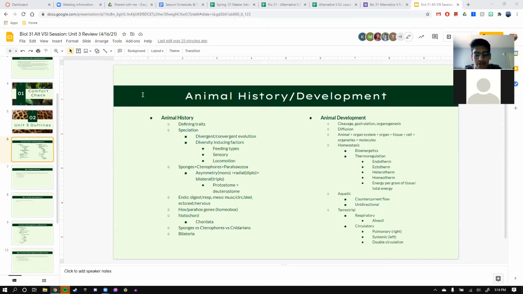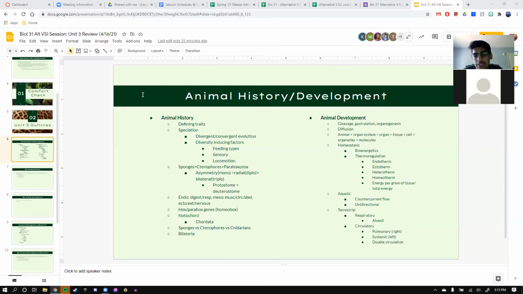Obviously, there are cells that developed over time, but that's not really what we're looking into. We're looking into developed organisms. Then you have stenophores, which are diploblastic. They also have radial symmetry, and that's really important, showing the transition from monoblastic to diploblastic organisms. And then finally, we look at the larger group of Parahoxoa. I think sponges, stenophores, and Parahoxoa are really the major groups that you might talk about on the exam.